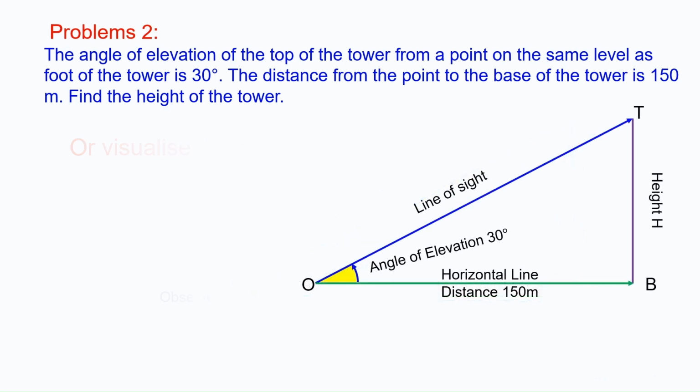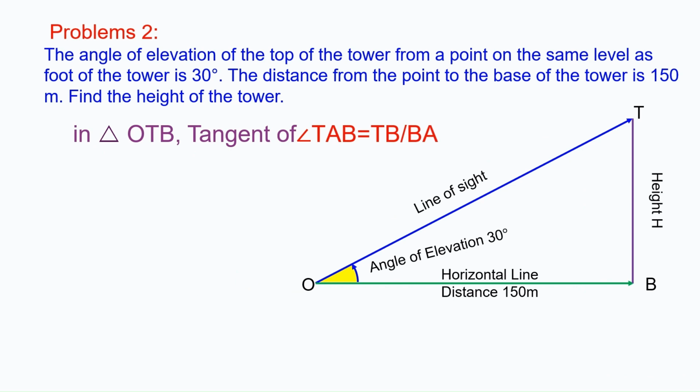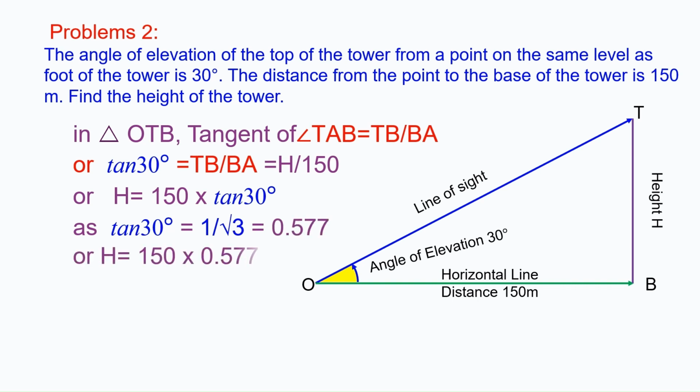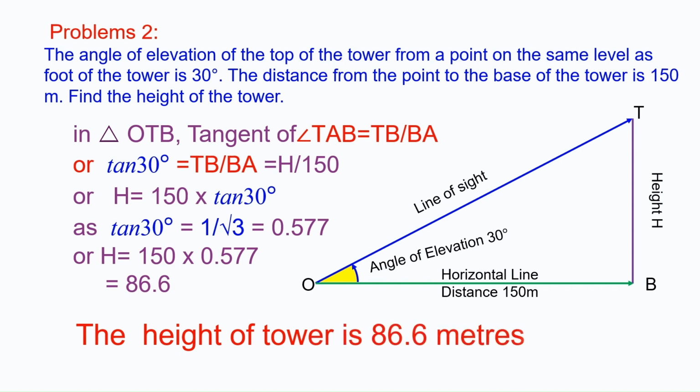In the triangle TAB, tangent of the angle TAB equals TB divided by BA. Or tangent of 30 degrees equals h divided by 150. Or h equals 150 multiplied by tangent of 30 degrees. As the tangent of 30 degrees equals 1 divided by root 3, which is 0.577, h equals 86.6, so the height of the tower is 86.6 meters.